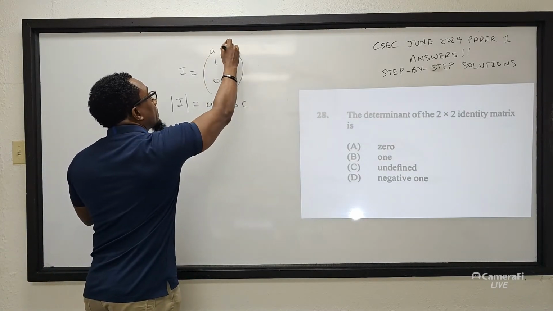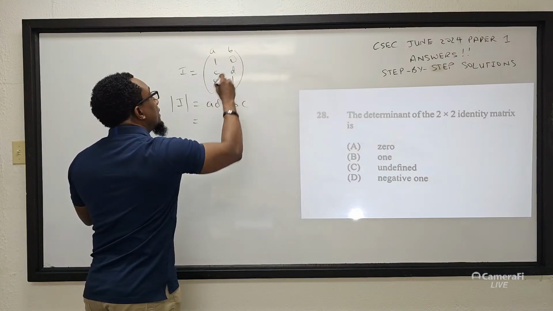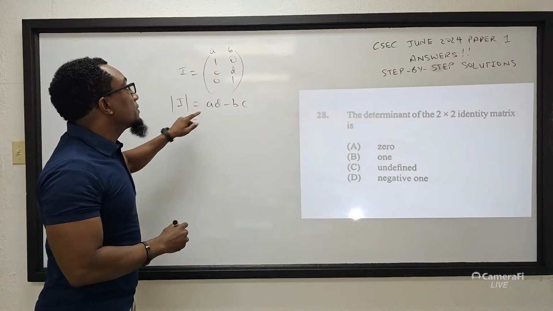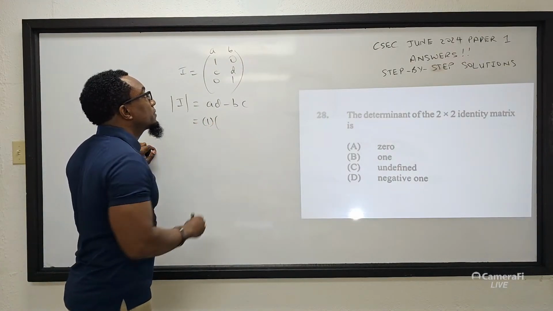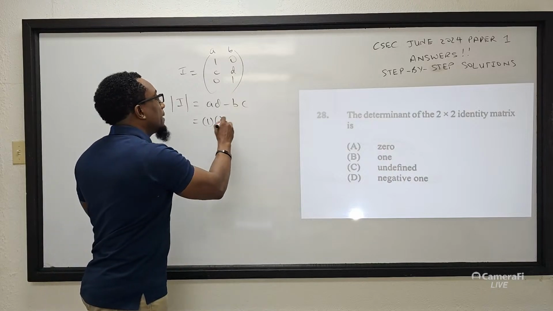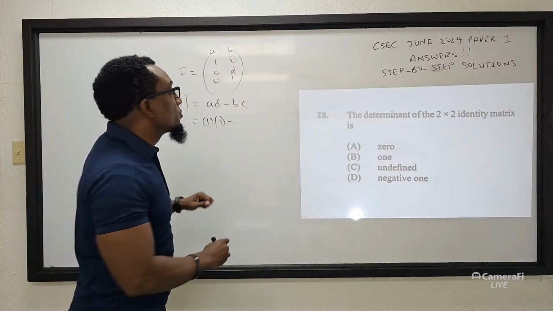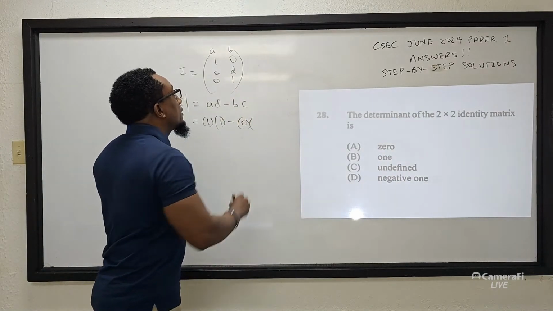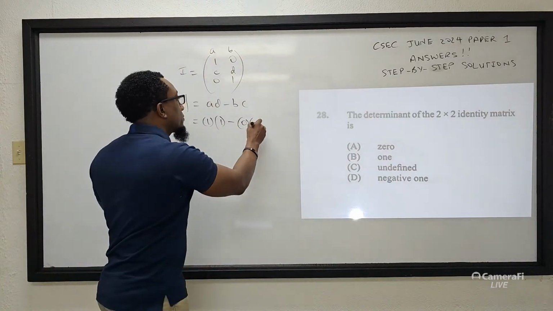So this is A, this is B, this is C, and that's D. So I'm going to replace A with 1 in brackets, D with 1 in brackets, subtract B with 0 in brackets, C with 0 in brackets.